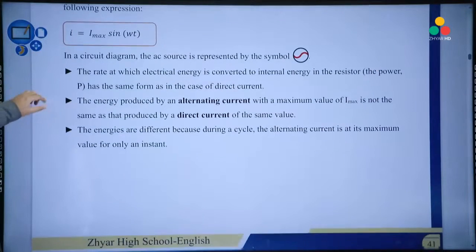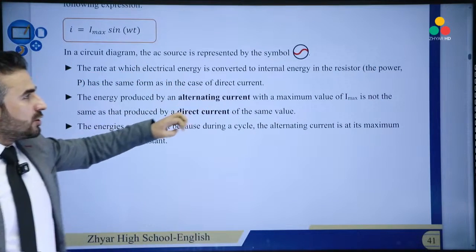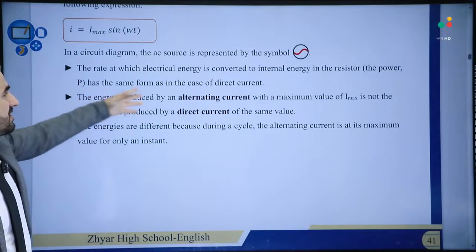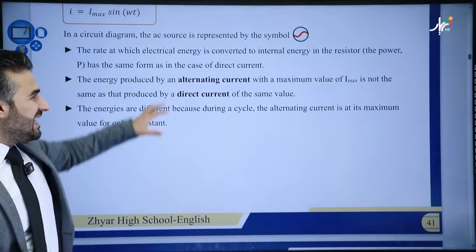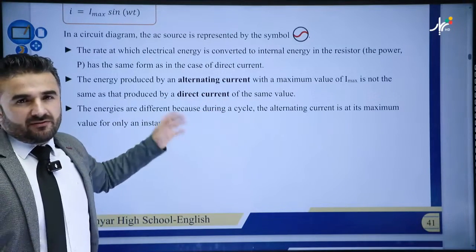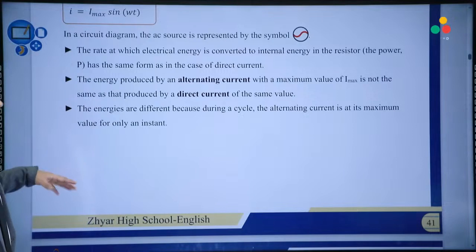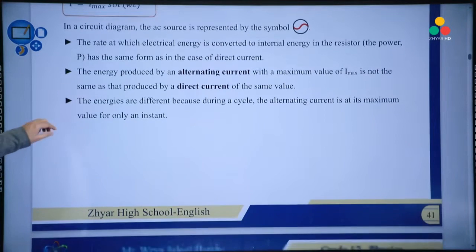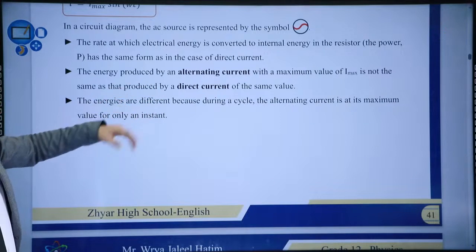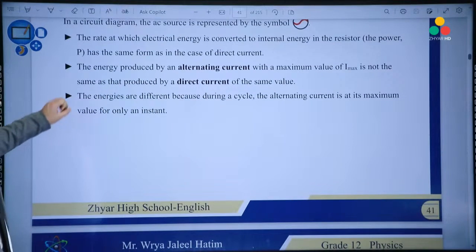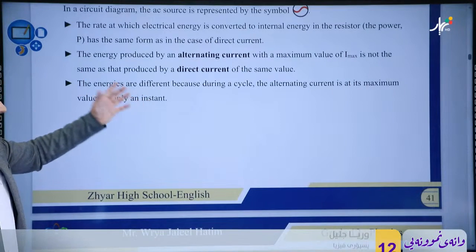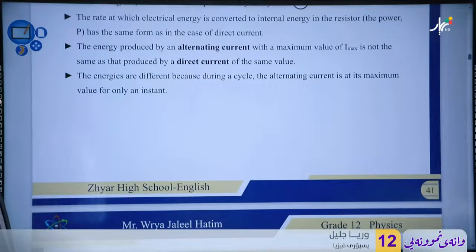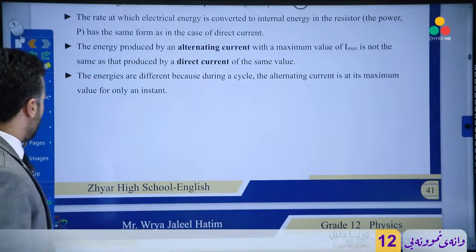So remember this. The rate at which electrical energy is converted to internal energy in a resistor is power, and it has the same form in the case of direct current. Now we'll be talking about the difference between effective current and direct current. The energy produced by an alternating current with a maximum value I max is not the same as that produced by a direct current of the same value. The energies are different because during a cycle, the alternating current is at its maximum value for only an instant. Now let me tell you what exactly this is about, yeah?